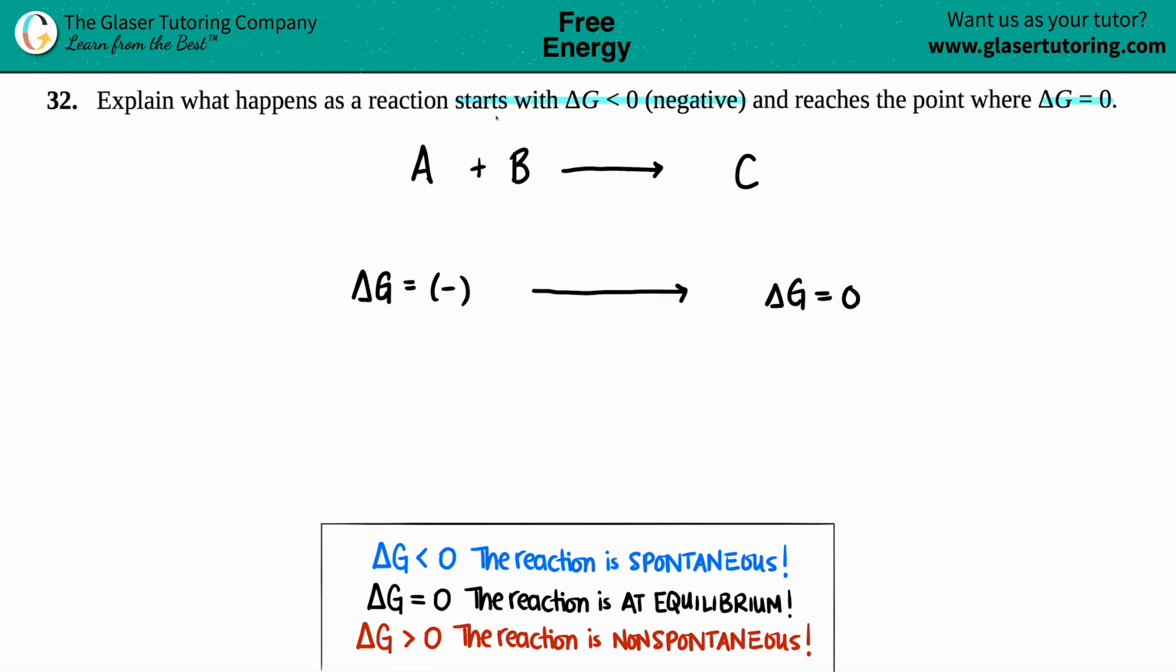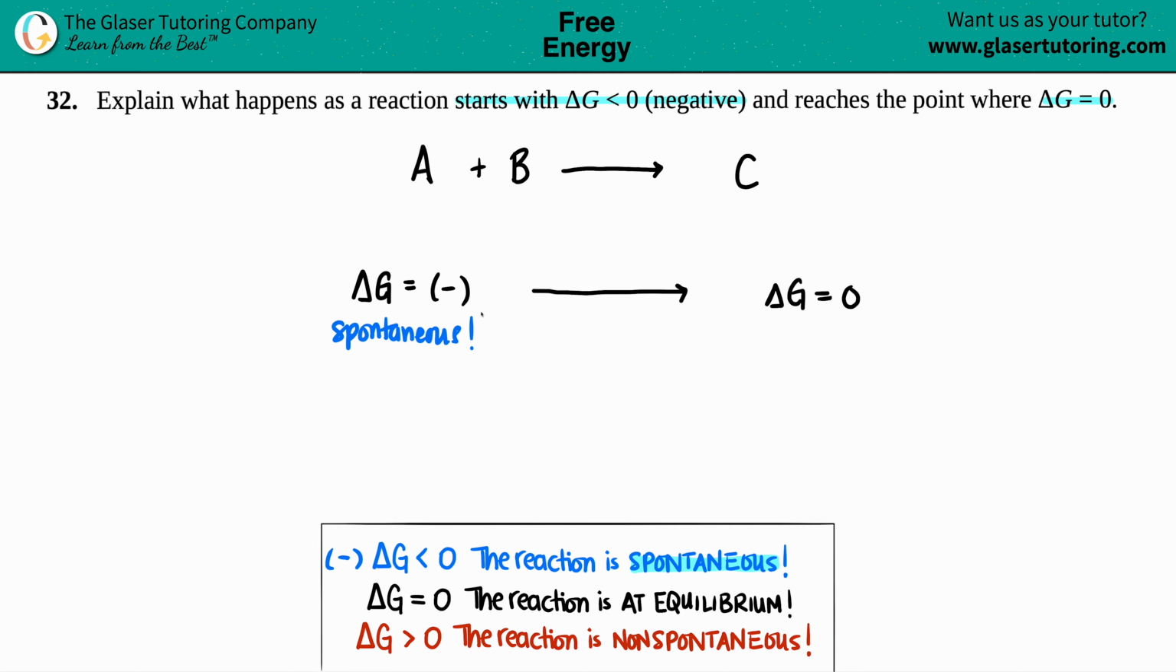What's actually happening with the reaction? Okay, well, delta G of negative, right? We should know what that means. Anytime that you have a delta G that's less than 0, which is a negative value, that means that your reaction is spontaneous. So in the beginning, when this reaction is starting off, they're telling us that it's going to be a spontaneous reaction.